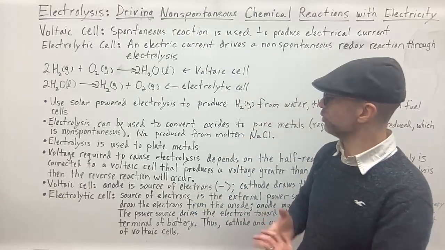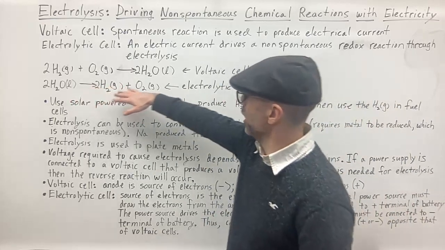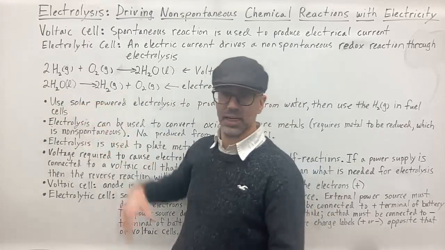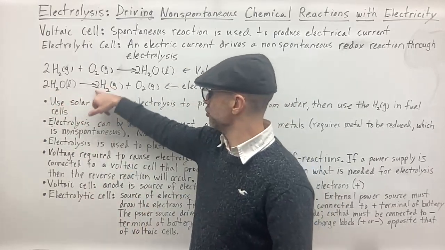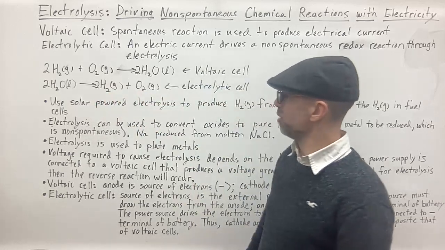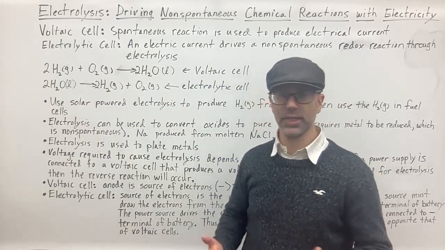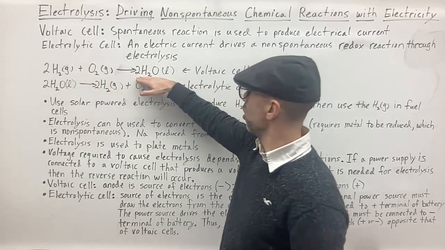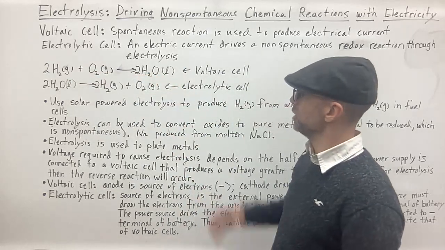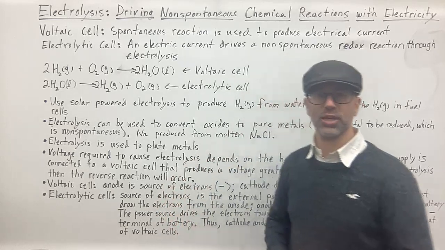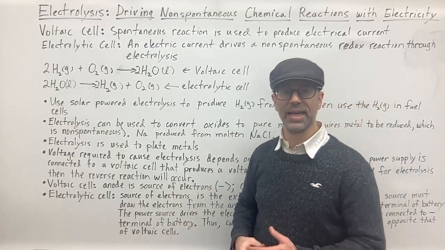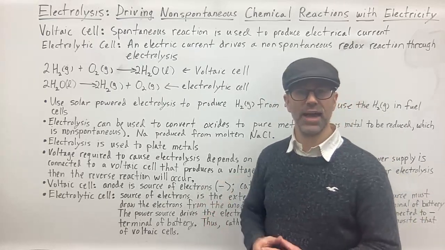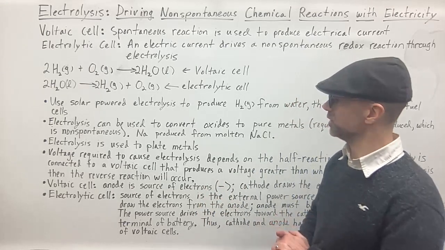So electrolysis, for example, is where you are taking, say, water, and you're breaking it down using an electrical current, breaking it down into hydrogen and oxygen gas. And we saw before, with a fuel cell, which is a type of voltaic cell, you can use hydrogen gas and oxygen gas to produce water, which is a spontaneous reaction. So in order to reverse that reaction, you need to provide a source of electricity like a battery that is going to drive that reaction in the opposite direction.